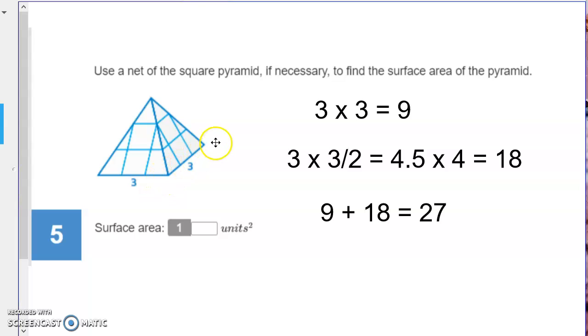Question 5, square again on the bottom, so 3 times 3 would be 9. Now, my triangle base is 3, my height is 1, 2, 3, so 3 times 3 divided by 2 gives me an area of 4.5. That means it's 4.5 going all the way around, so I times that by 4, and that gives me 18. 9 for the area of the bottom, plus 18 for the area of the triangles going around, gives me 27.